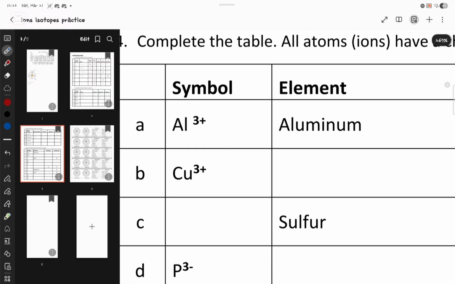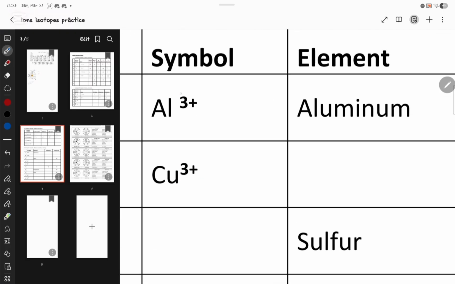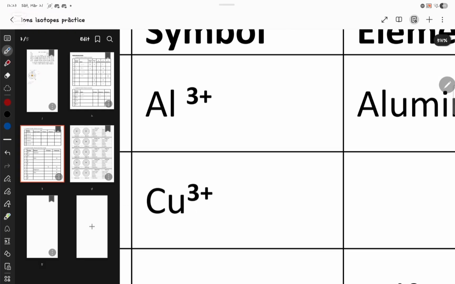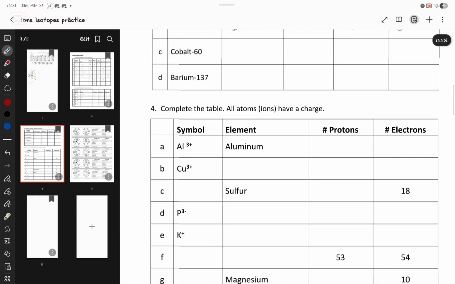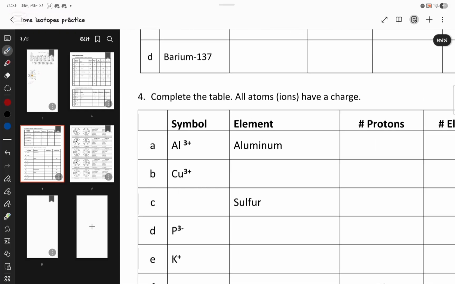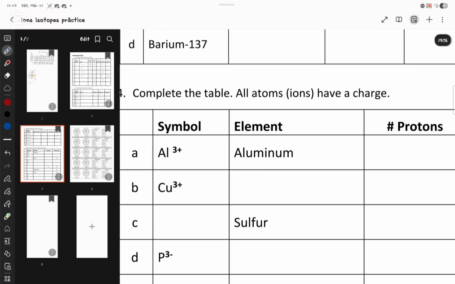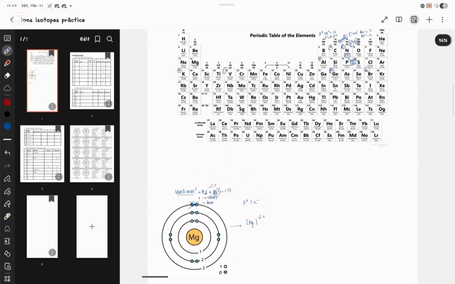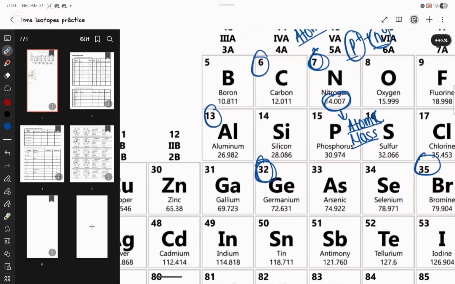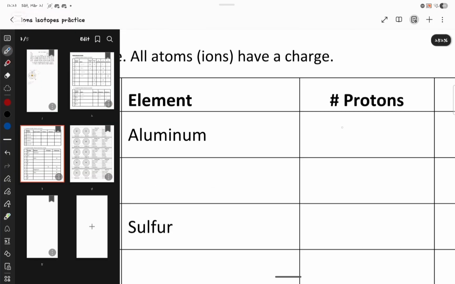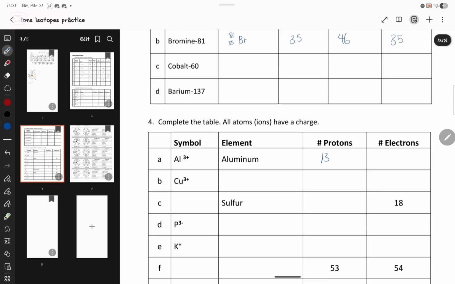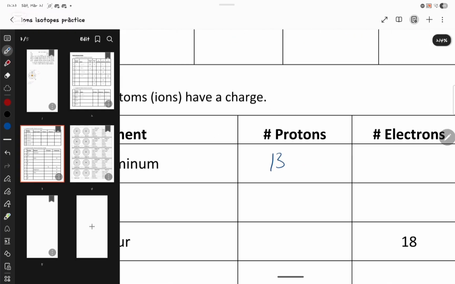Okay, symbol Cu3+. This symbol basically means that, as I said earlier, 3 plus means that it has lost 3 electrons. So element, number of protons, and number of electrons. First step is we're going to search for aluminum on our periodic table. Aluminum 13 is our number of protons, which never ever changes. 13. Electrons, you know that I lost 3 electrons, so we will have 10.